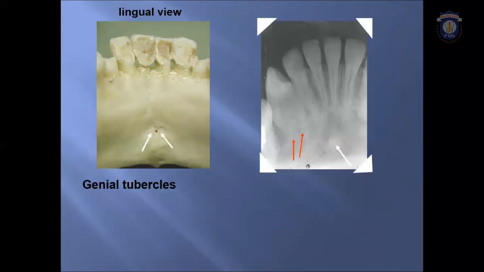Again, another figure showing the genial tubercles. In the first figure, the white arrows indicate the genial tubercles, and in the corresponding radiograph, here in the canine, you can see a peculiar feature, that is, you have a bifid root canal in the mandibular canine, which is usually rare. And also, here the white arrows show the presence of genial tubercle.